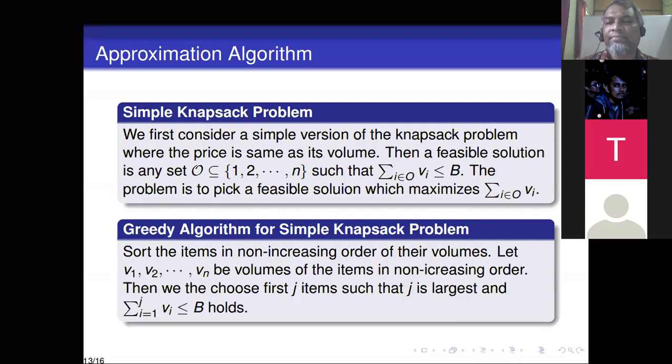The algorithm is like this: sort the items in non-increasing order of their volumes, and let V1, V2, ..., Vn be the volumes of the items in non-increasing order. Then we choose the first j items such that j is largest and the sum of Vi for i equal to 1 to j is less than or equal to B. So this is the algorithm. This is a very simple algorithm. Is it okay?